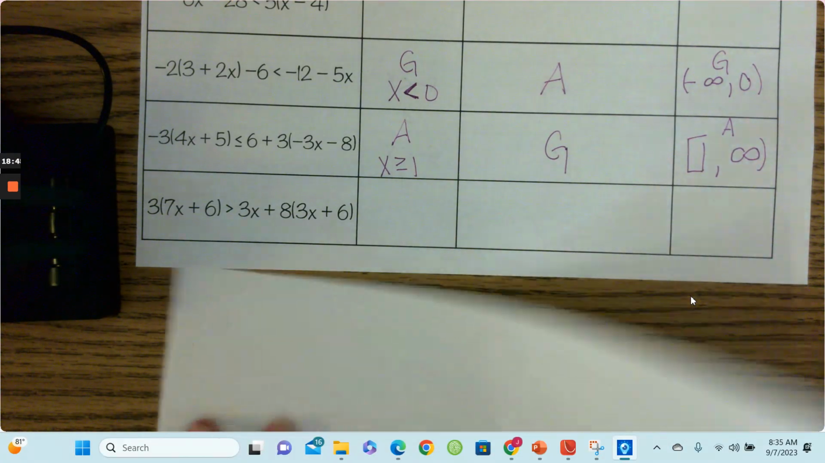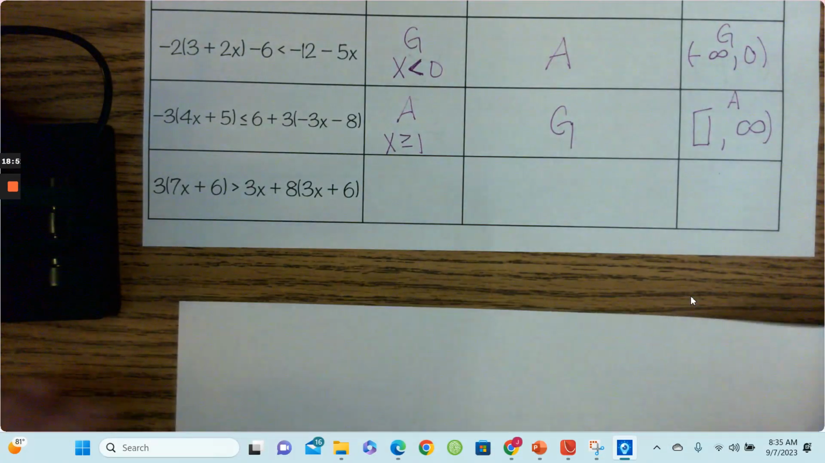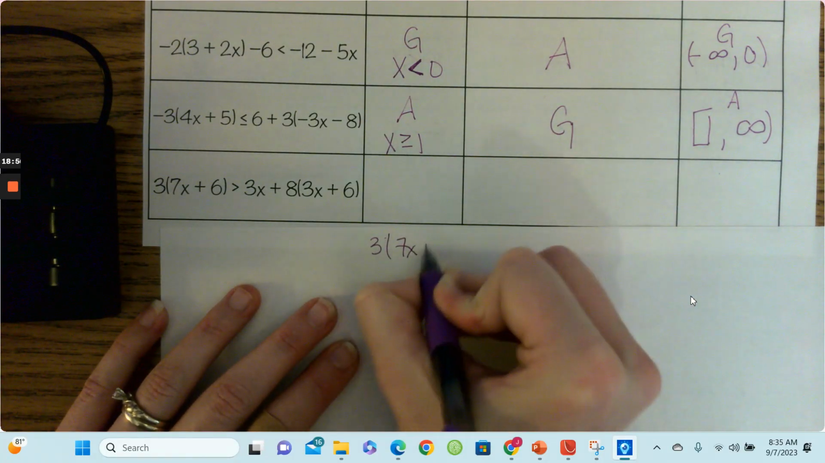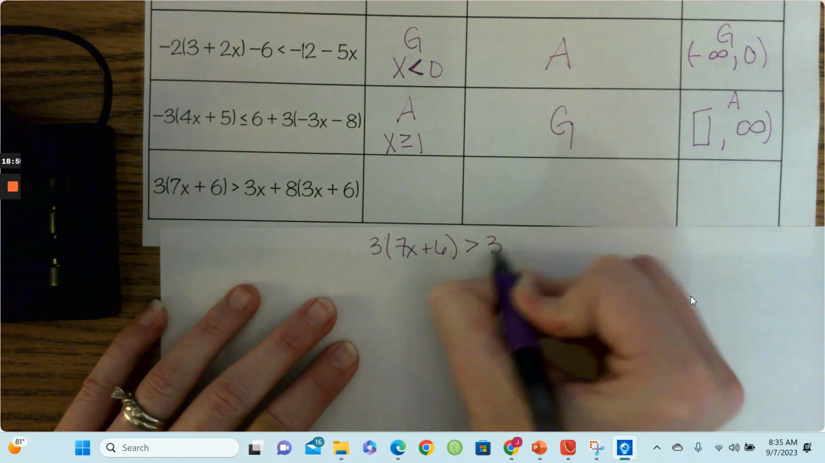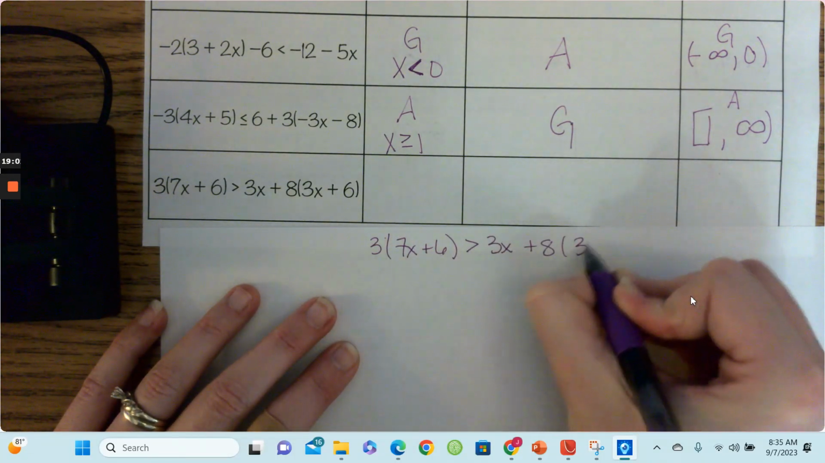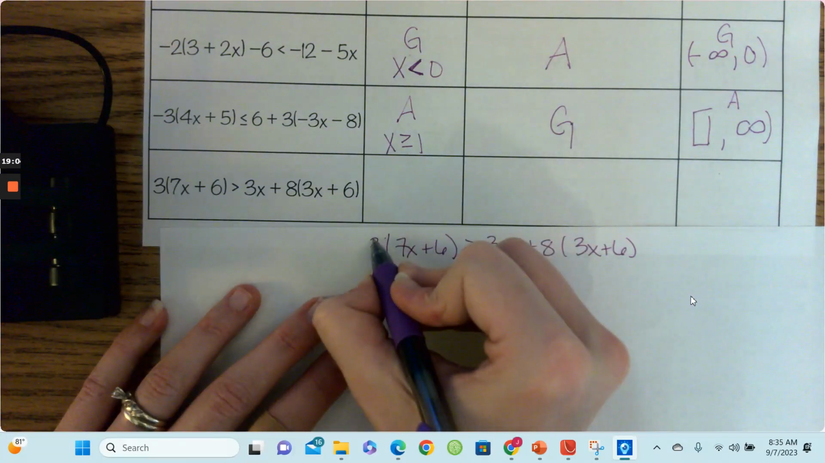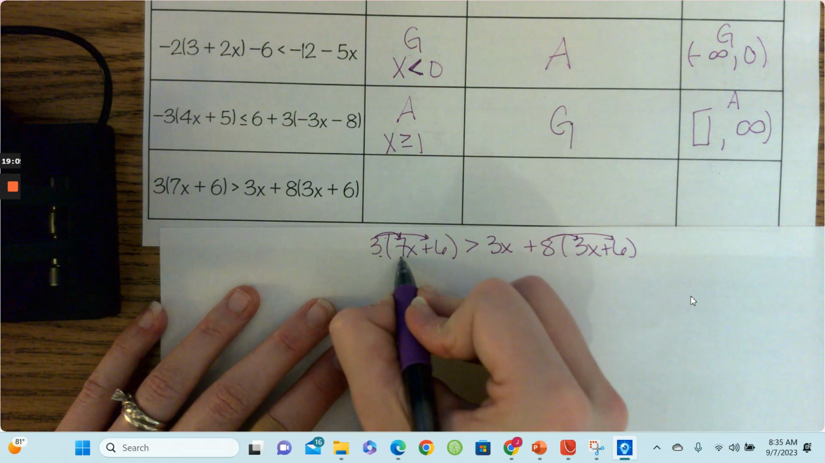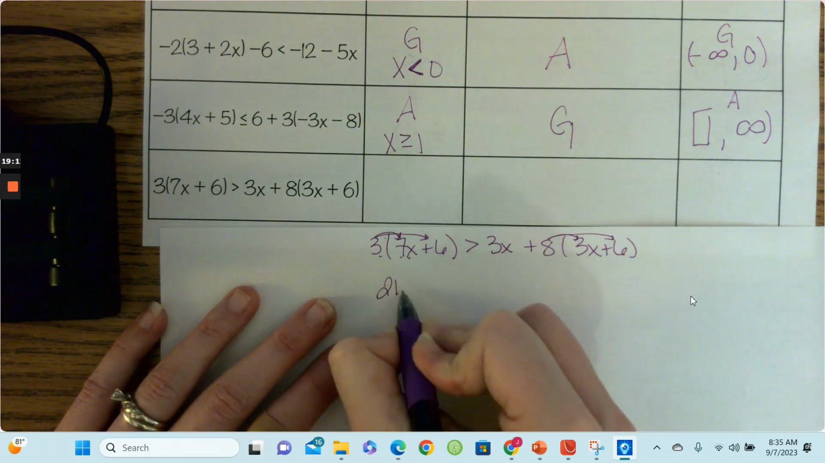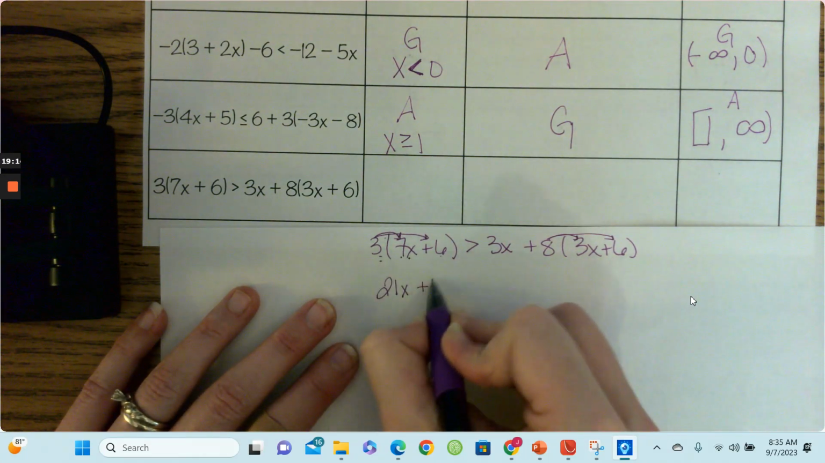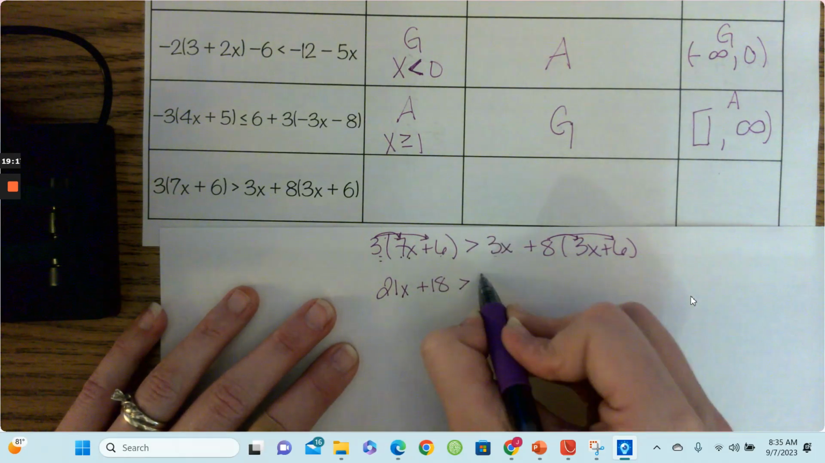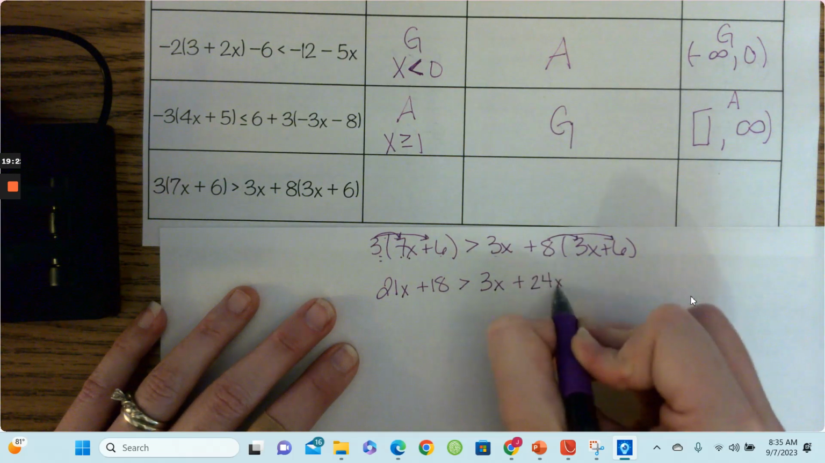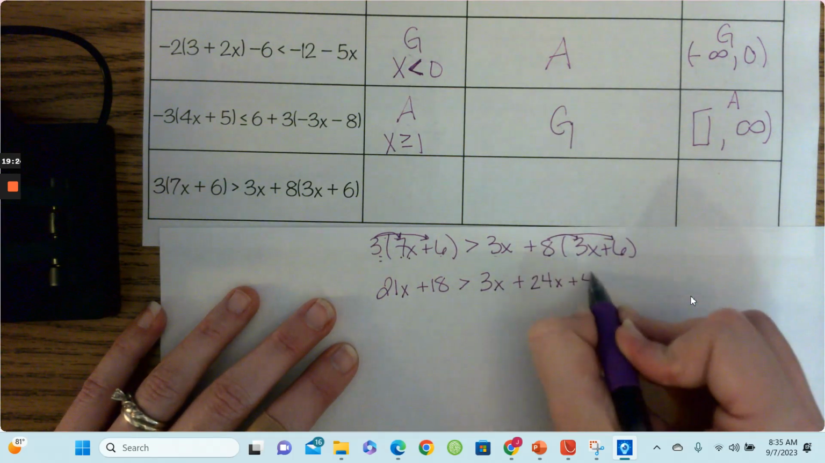All right, last one I'm going to do. I worked all the hard ones, okay? 3 times 7x plus 6 is greater than 3x plus 8 times 3x plus 6. So distribute first, knock out those parentheses. 3 times 7 is 21. Don't forget the x. 3 times 6 is 18. Nothing happening with that 3x. 8 times 3x is 24x. 8 times 6 is 48.